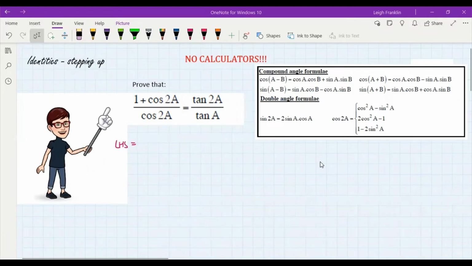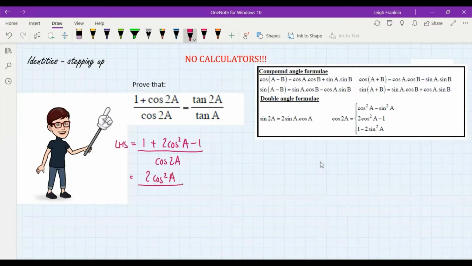All right, and we are going to write 1 plus 2 cos squared a minus 1 over cos 2a. Now here, I'm just going to write this as cos 2a for now. Right, and we can talk about what we're going to do with it in a second. Right, at the top, we've now got 2 cos squared a, and at the bottom, what do you think we should do with cos 2a now that we can see what we've got at the top? Do you think it matters?